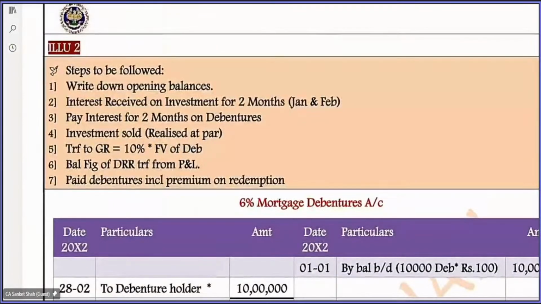So write down the opening balances, take a screenshot. So opening balances are written, interest received for 2 months. So on DRR investment, bank to investment, and pay interest for 2 months. So interest to bank, investment sold, bank to investment, transfer 10% to general reserve, DRR to general reserve, and here the balancing figure is P&L appropriation, and then paid debentures. So it's a very simple question, but here interest is also paid. So it's similar to question number 4. So do it on your own. Illustration number 4 and 2.